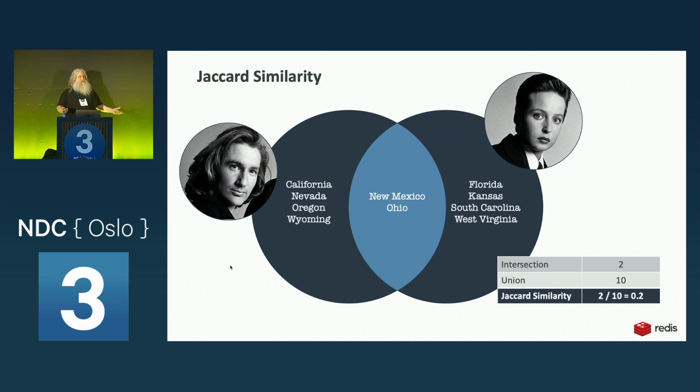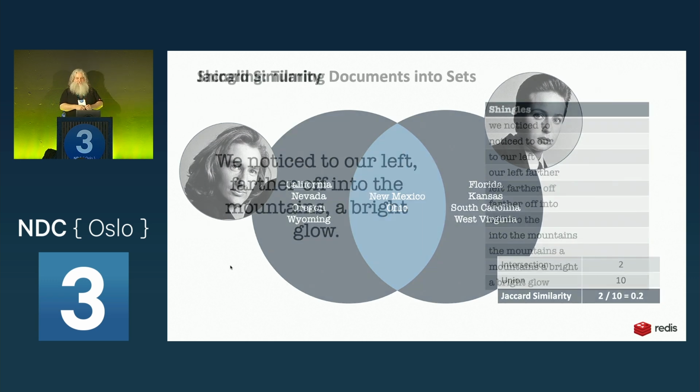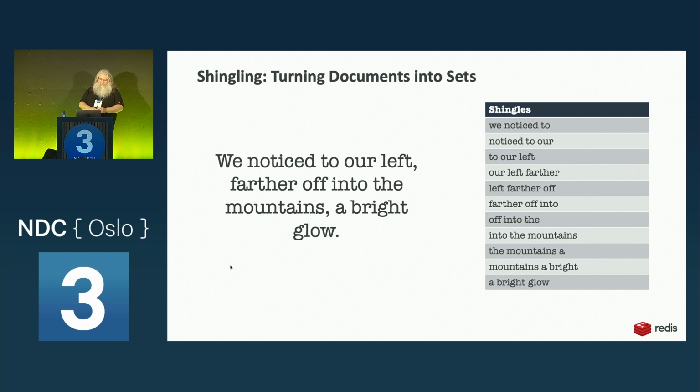So how can we turn a document into a set to do a Jaccard similarity comparison? Well, you use a process called shingling. Shingling is taking trigrams from the document and adding those to the set. So we take the first trigram, "we notice 2". And then we take another one that's just shifted over by 1, "notice 2R". So they overlay on top of each other like shingles on a roof. So it's not really a very clever name. And then we build up a set with all these values in it. And so now this text here, "we notice to our left, further off into the mountains, a bright glow", this is the Megatron in the bushes story.